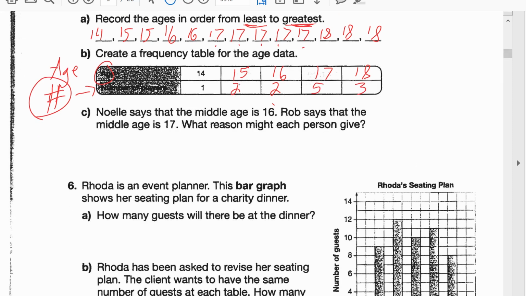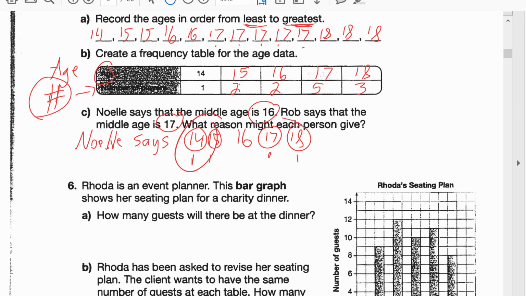Noel says that the middle age is 16. Rob says that the middle age is 17. What reason might each give? Noel says that 2 ages are less than 16 and 2 ages are more. If you can see, there's 14 and 15, then 16, then 17, 18. So there are 2 behind and 2 in front. That's why 16 is the middle for Noel.